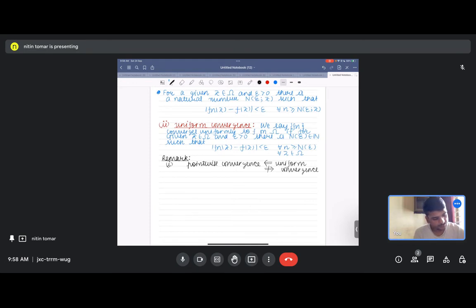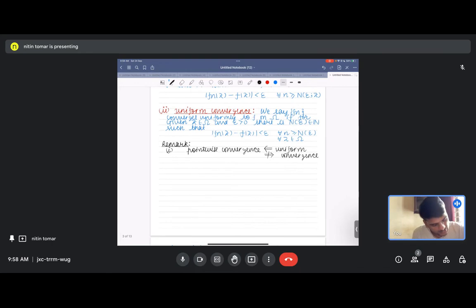Okay, so some results. I'm writing them as remarks only, but these are very standard results. The uniform limit of a sequence of continuous functions on a domain, say omega, on some set omega, is a continuous function on omega.